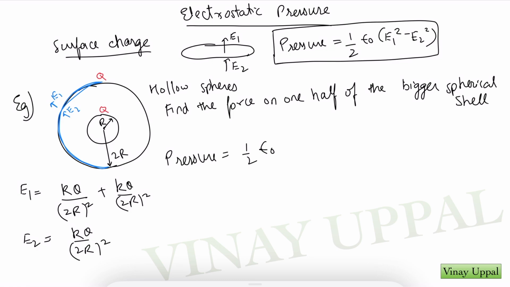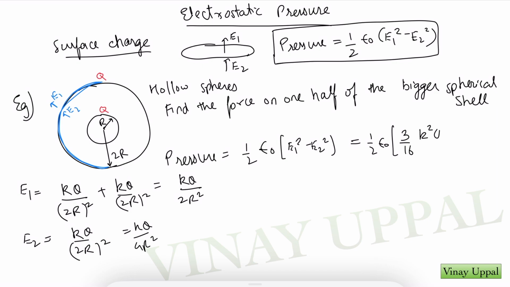And therefore, my pressure will be half epsilon naught times (E1 square minus E2 square). So just substitute E1 and E2 here, and you will get a pressure of half epsilon naught. E1 is basically just kq by r square, and E2 is kq by 4r square. So this will be 3 by 16 k square q square by r power 4. And now that we've gotten the pressure, you can get the force as simply pressure times the projected area.